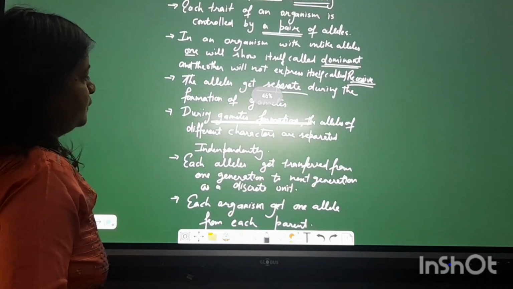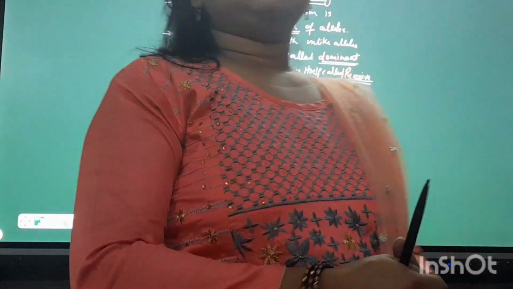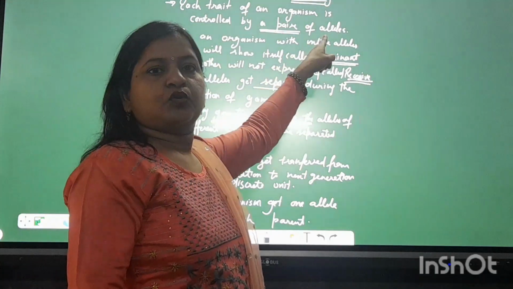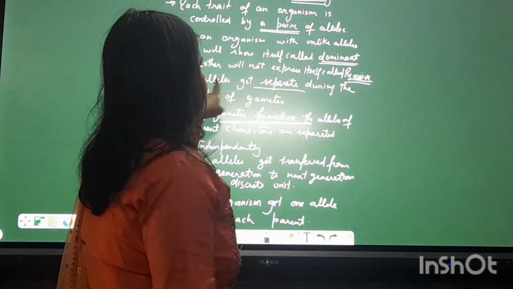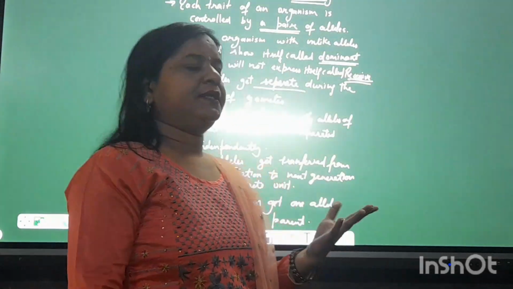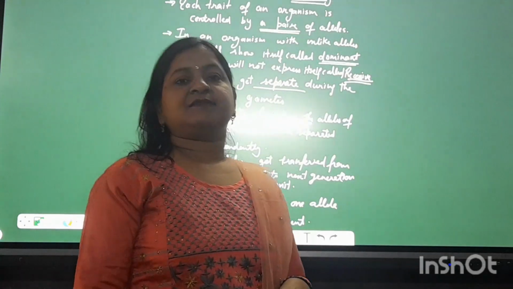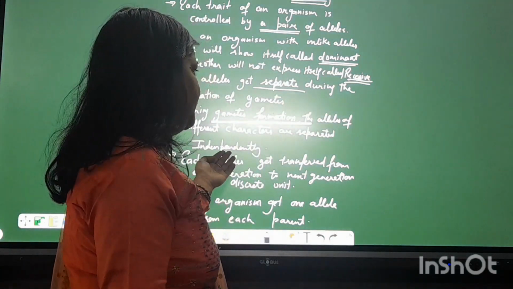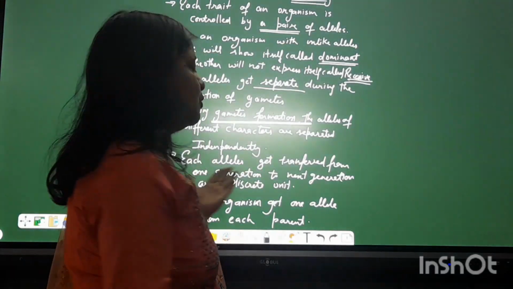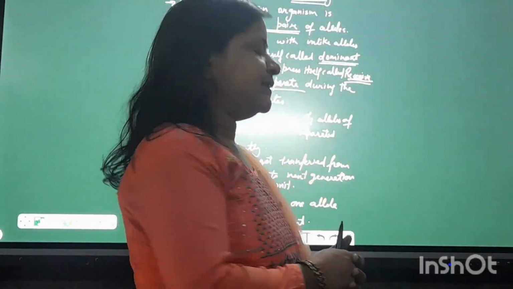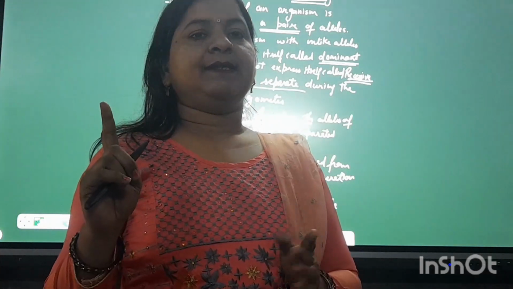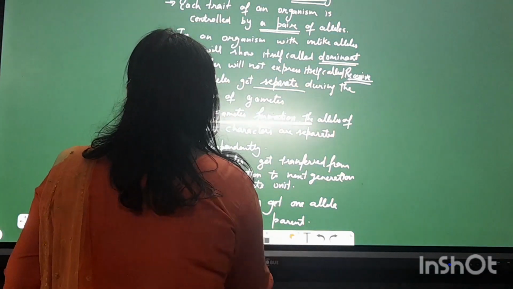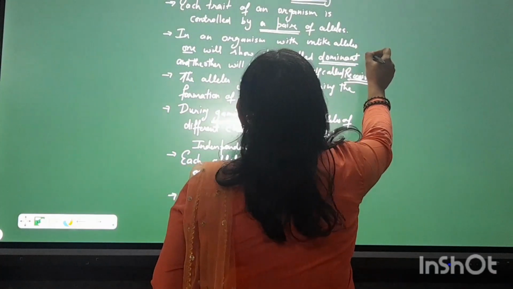Mendel's experiment, in these points: Mendel did the experiment with pea plants, where each character is present in a pair, and out of this pair, one allele is dominant, the other is recessive. And these two alleles get separated during the formation of gametes. And next, if there are alleles of more than one character, then they also separate independently. And each allele gets transferred from one generation to the next and never changes. And the last one, each organism gets one allele from each parent, from male and female. So we can see that this is showing our law of dominance.